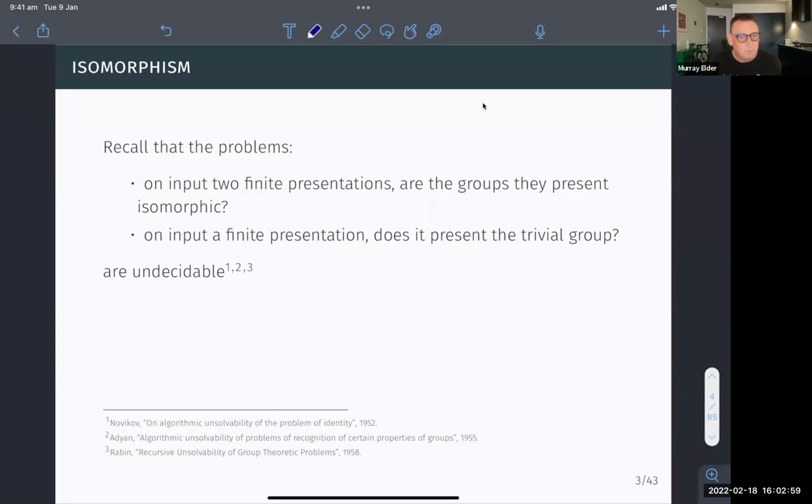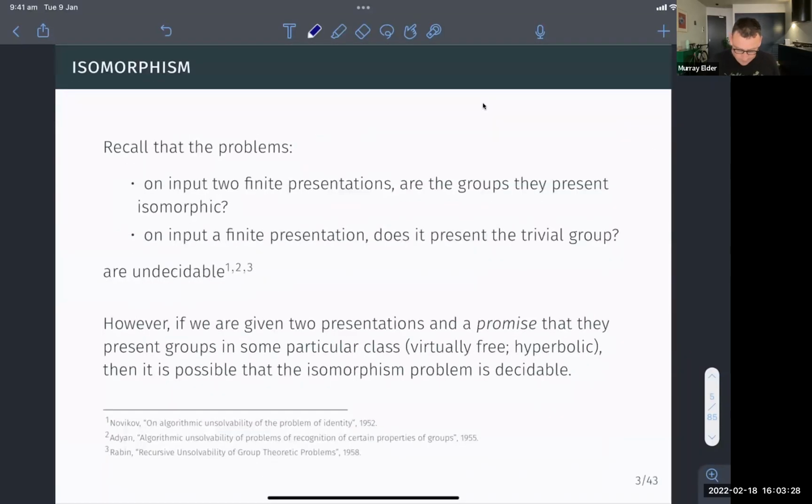Okay, so recall the problems: on input two finite presentations, are the groups they present isomorphic? And on input, I think Chuck Miller taught me this many years ago, a finite presentation, does it present the trivial group? And these problems are famously undecidable. Novikov, and then Adian and Rabin for the last one. So that's well known. However, if we're given two presentations and a promise that they're in some class, virtually free, hyperbolic, other things, then it's possible that, and indeed it turns out in those two cases, the isomorphism problem is decidable.